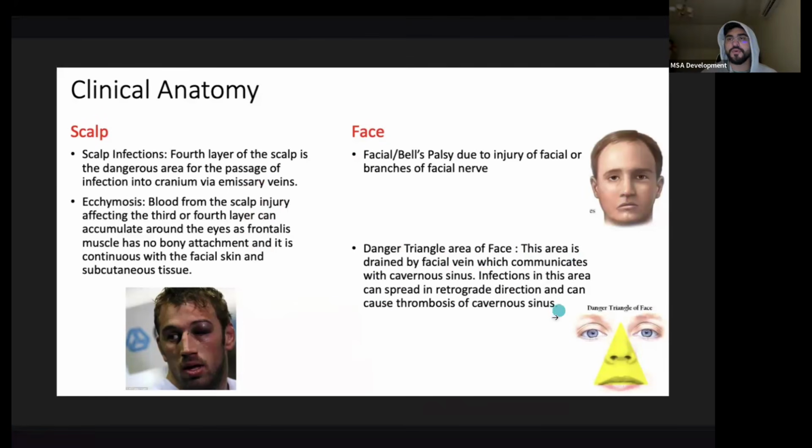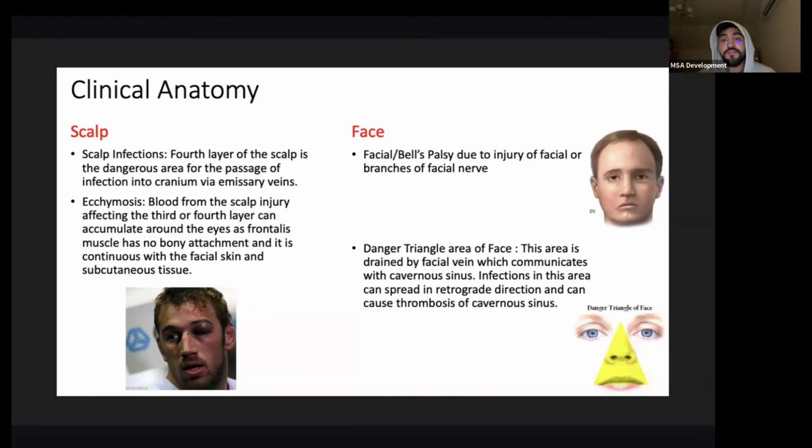So now this is also from your slides. So basically, what you really want to know from this slide is that the fourth layer of the scalp is dangerous. Why? Because if the infection happened to reach the fourth layer, it can enter your cranium via the emissary veins. Okay, so that's something that you need to know. I'd say this is probably more common to be tested in your MCQs.